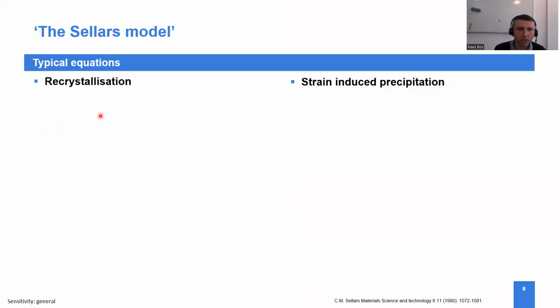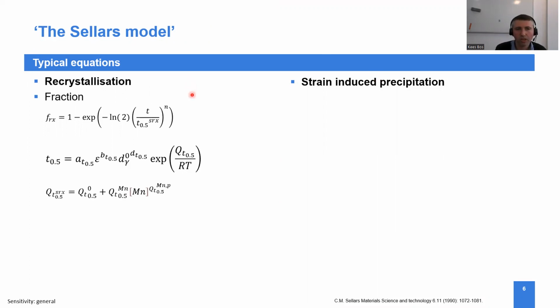Of course, what's really interesting for the microstructure evolution there is recrystallisation, and also important can be strain-induced precipitation. And what's typically used is what I call the Sellars model. Just to give you an impression, if you want to describe the recrystallized fraction, you use an expression like this. So we have a very standard Johnson-Mehl-Avrami expression. I hope you recognize it in this form, where as a function of time, we calculate how much is recrystallized. And we see here this factor t0.5, which is the time to 50% recrystallization.